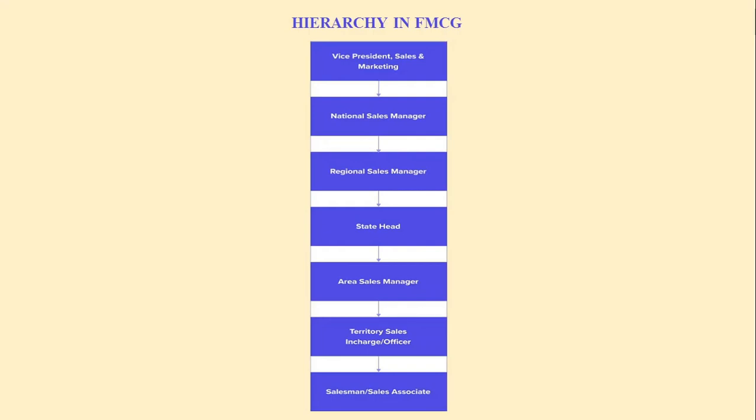Hierarchy of sales in FMCG. So let us see bottoms up. सबसे नीचे bottom of the pyramid is a salesman, which is also called sales associate. Salesman या sales associate bottom of the pyramid है.